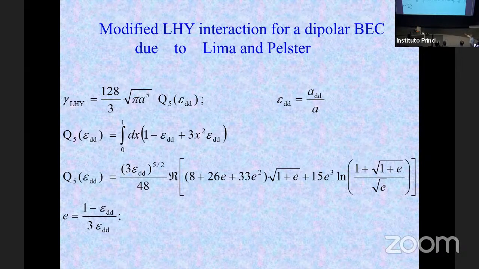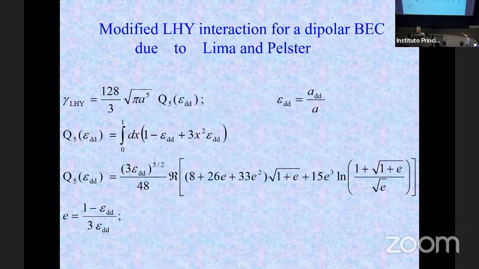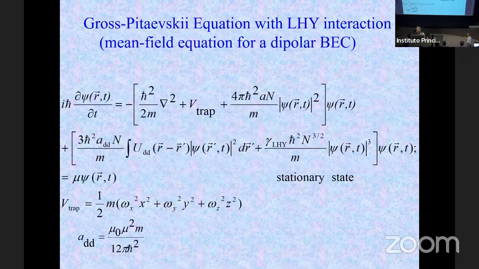This is the original coefficient that was attributed to this term, gamma LHY. And the correction for the dipolar case is this. And this integral goes to 1 when the dipole epsilon_dd is 0, no dipole moment. This integral can be worked out this way. So we'll be using this model for our calculation.